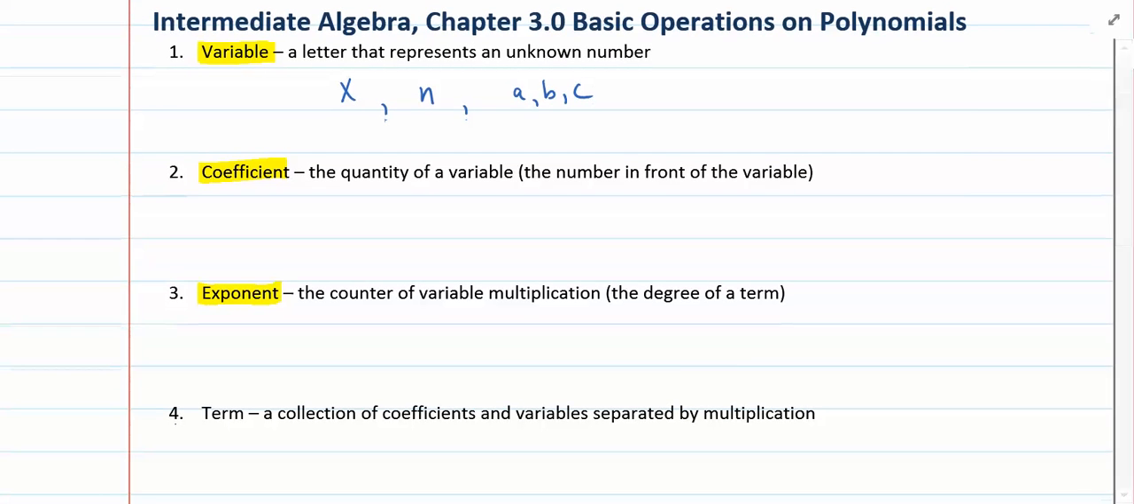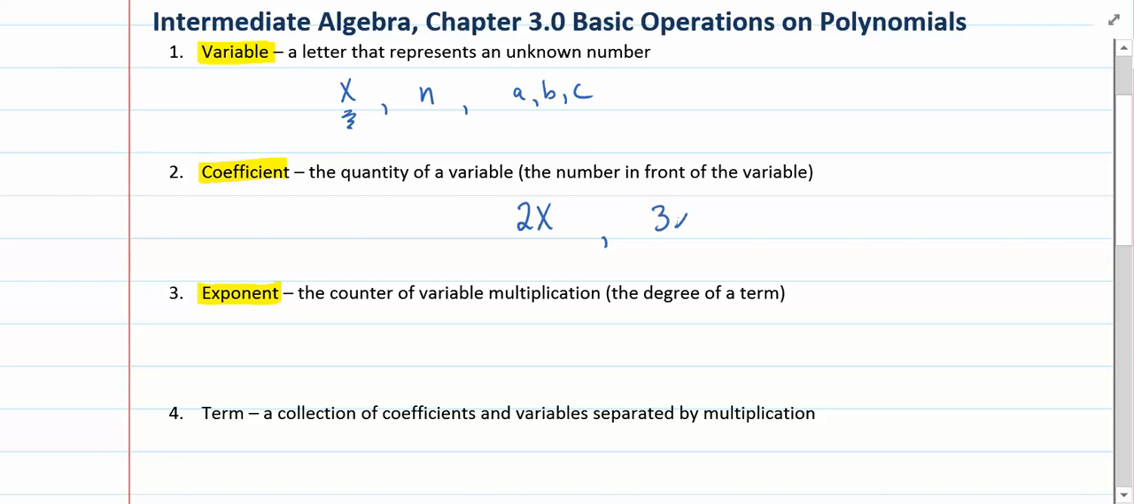Part 2 tells us that we have a coefficient that's part of a term, and a coefficient is the quantity or the number in front of the variable. So let's use x again, since that's going to be our most common variable. If I write the letter x with the number 2 written in front of it, the 2 is what we would identify as the coefficient here, and this is telling us that I have two x's in this problem.